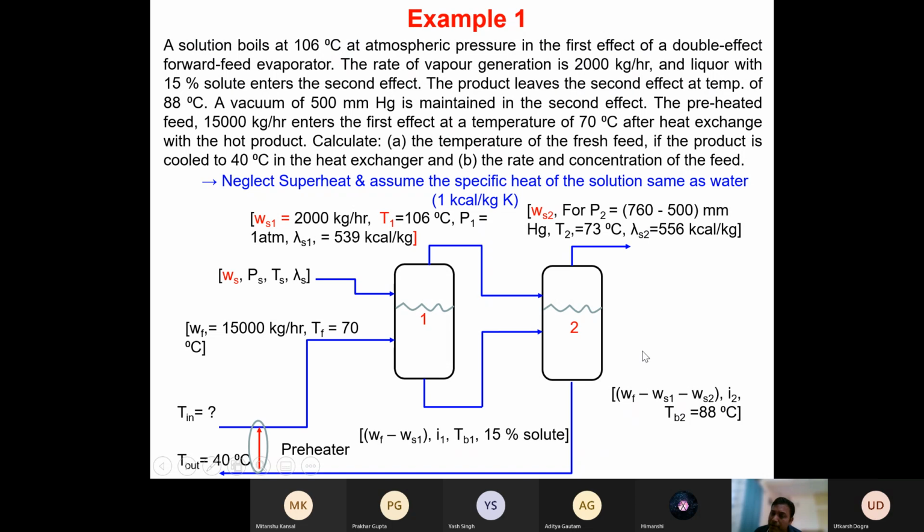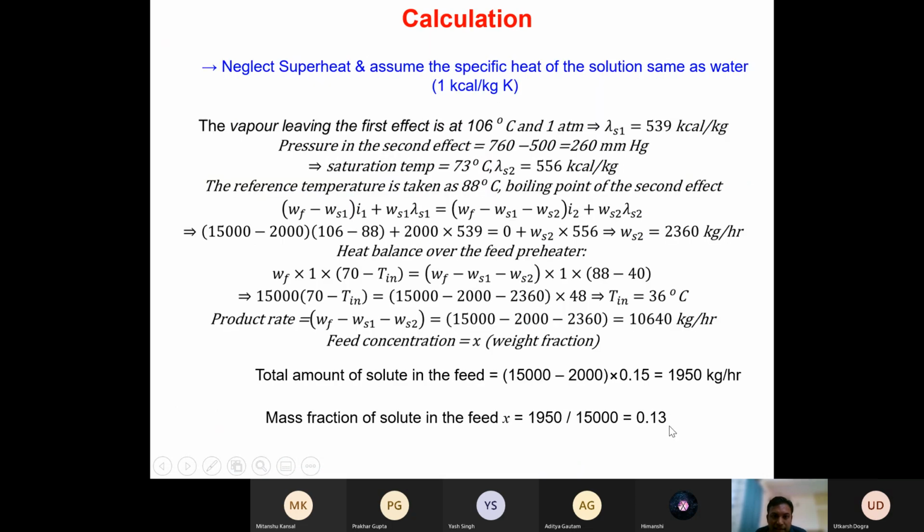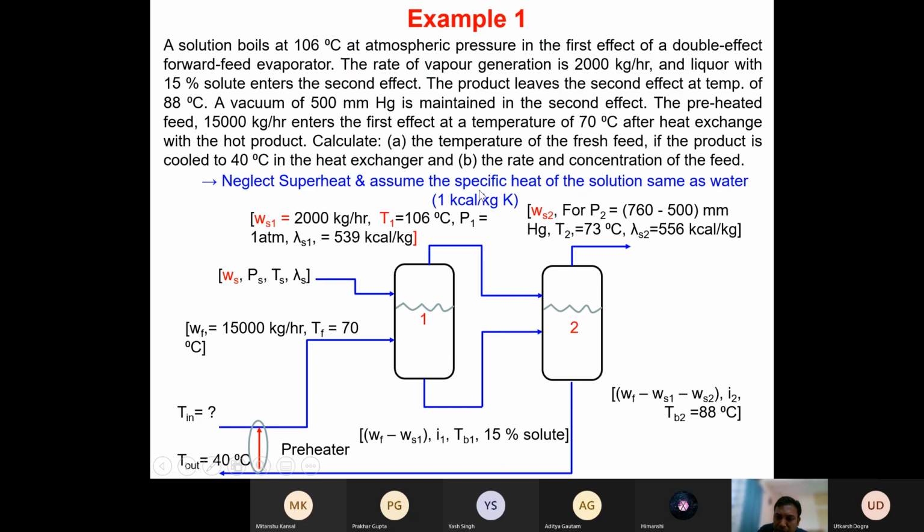Here, remember, this is the enthalpy multiplied, isn't it? This enthalpy has to be taken at a particular reference temperature. Now let's take the reference temperature as 88. Why 88? Because if you take 88 as the reference temperature, this outlet is again at 88. So this (Wf minus Ws1 minus Ws2) into I2 will be what? 0, because I2 will be what?